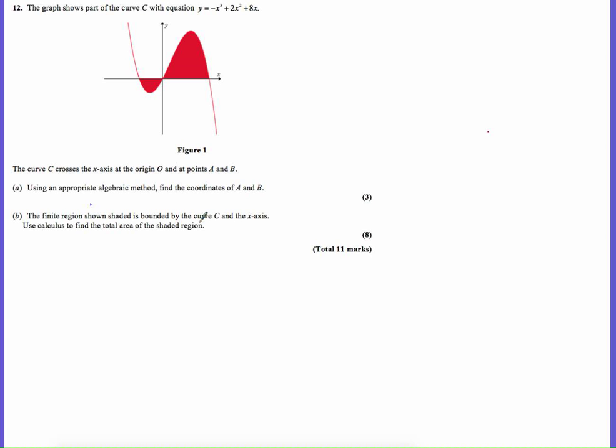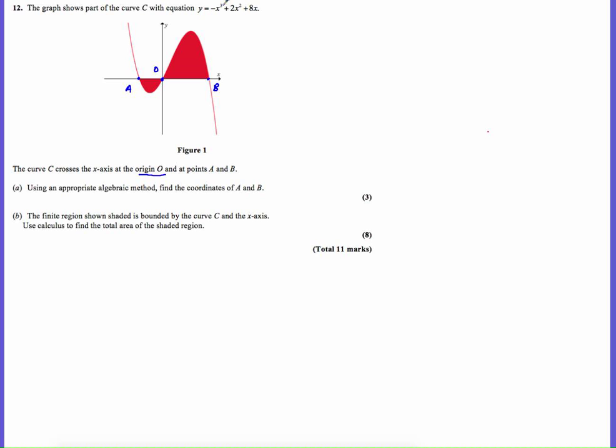Right, so, look, a curve with some area shaded in, probably going to be integrating. So what have we got? Using an appropriate algebraic method, find the coordinates of A and B. It says the curve crosses at the origin. You know that's the origin, so we'll just assume these are A and B. It wouldn't have mattered if you put those the wrong way around.